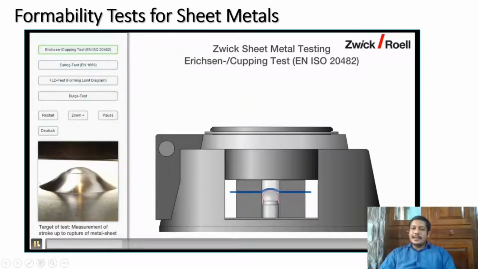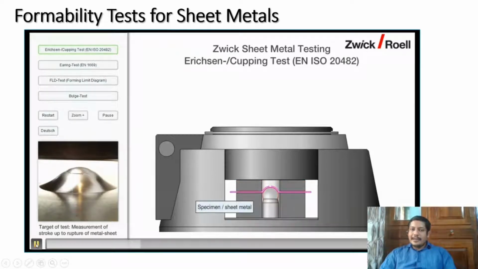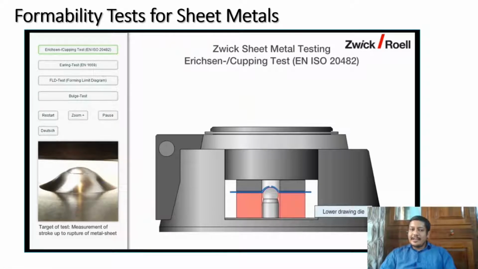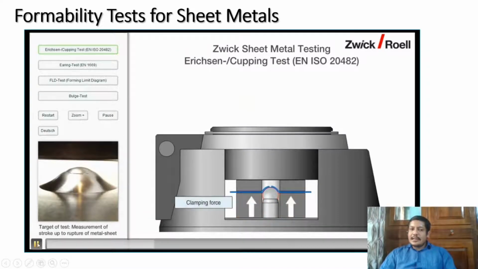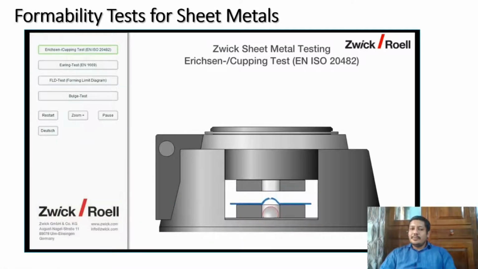So you can see the indenter moves out, the material fails. So that is the upper drawing die is marked, specimen of the sheet metal is shown, lower drawing die is also shown. So these are the major components in the equipment. So clamping force you are able to determine.